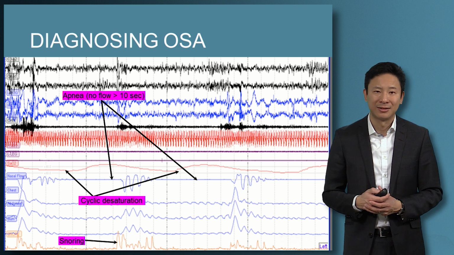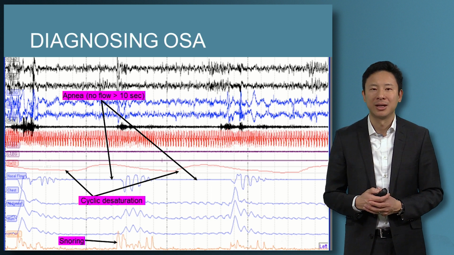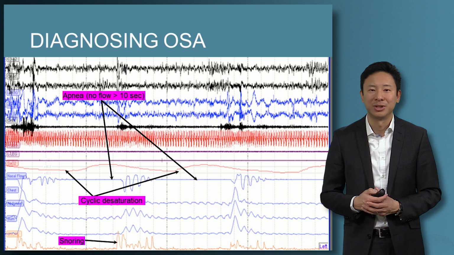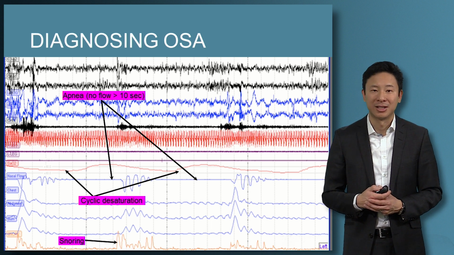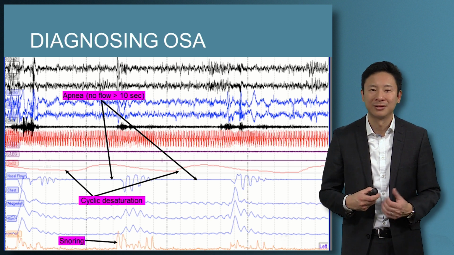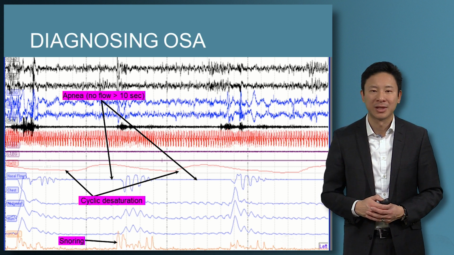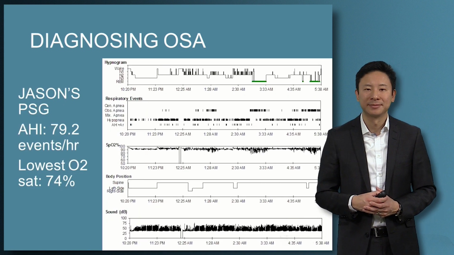You will notice that there is some ongoing movement in the chest and the abdomen leads in the absence of any airflow, which is how this event in particular is characterized as an obstructive event, because there's ongoing effort despite an absence of airflow. This is what Jason's polysomnogram looked like.